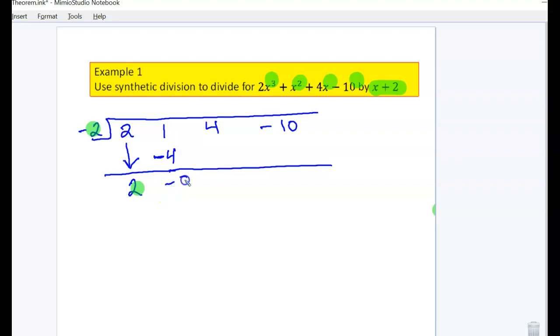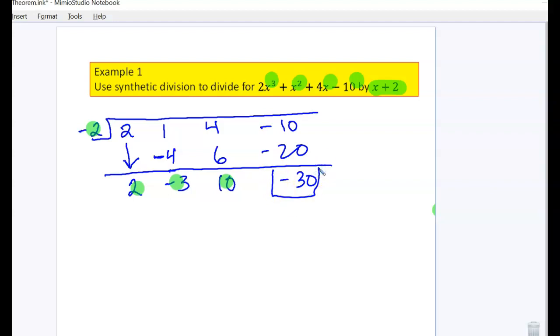1 and negative 4 is negative 3. Negative 2 times negative 3 is going to give me 6. 4 and 6 is 10. Negative 2 times 10 is going to be negative 20. So my remainder works out to be negative 30.